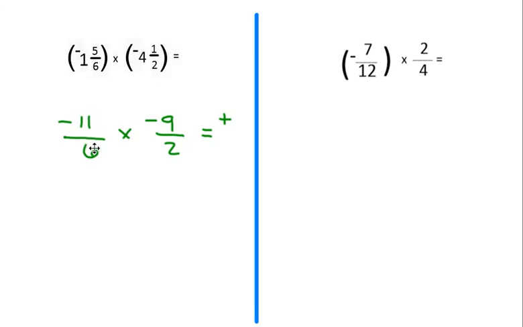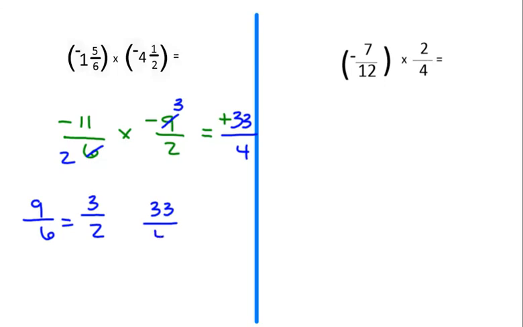Can 11 over 6 simplify? No. Can 9 over 2 simplify? No. Can 11 over 2 simplify? No. Can 9 over 6 simplify? Yes. So if I had 9 over 6, that would simplify to 3 over 2. Okay, so 11 times 3 is 33, and 2 times 2 is 4. So my final answer is 33 over 4.